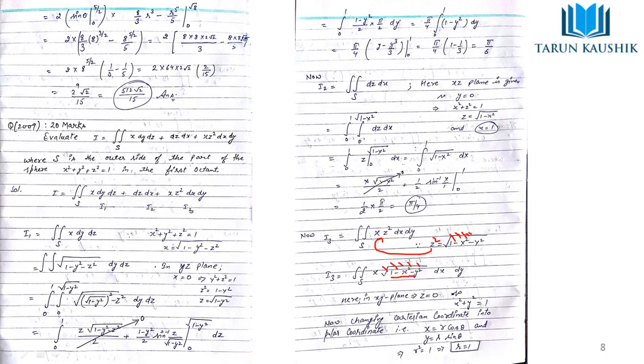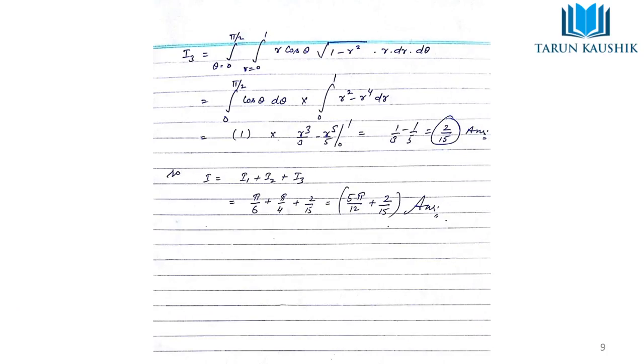Just replace x in the form of polar coordinates, that is x equals r cos theta and y equals r sin theta, so that r will vary from 0 to 1 and so on. So it will become r cos theta into 1 minus r square, with no under root, so it will become r into r square. It will be r square minus r raised to the power 4, into cos theta.